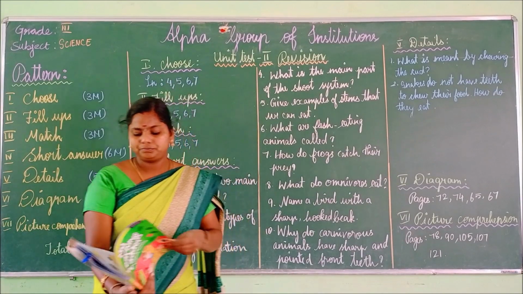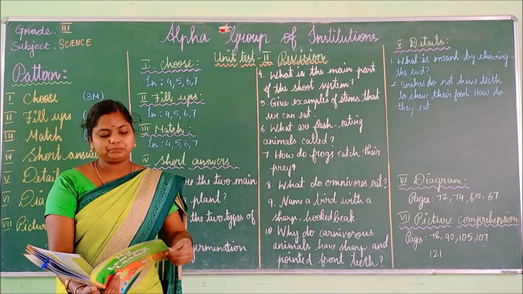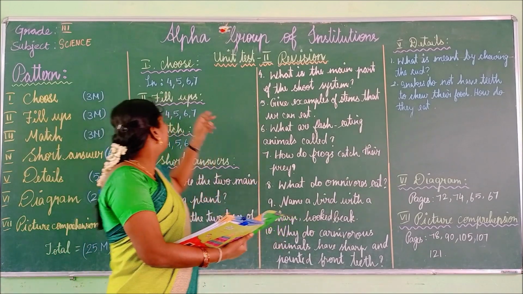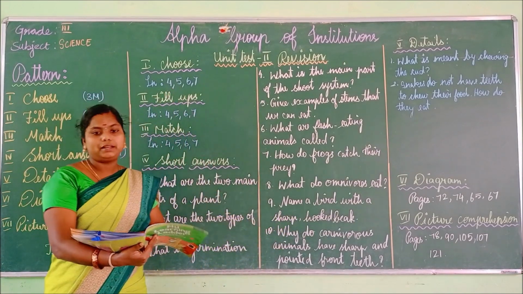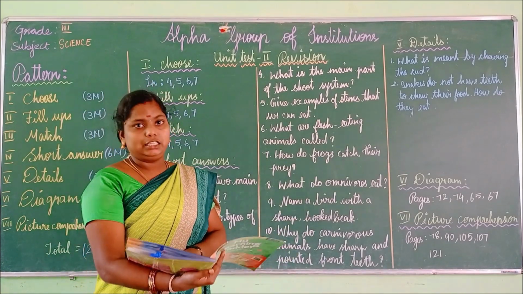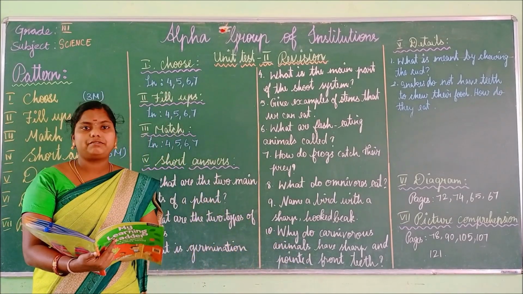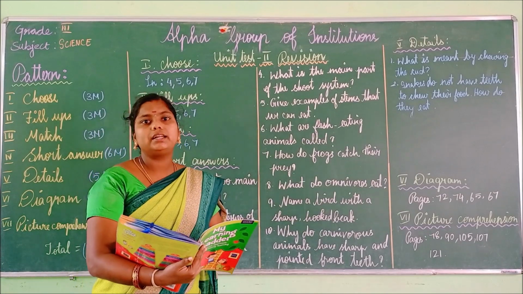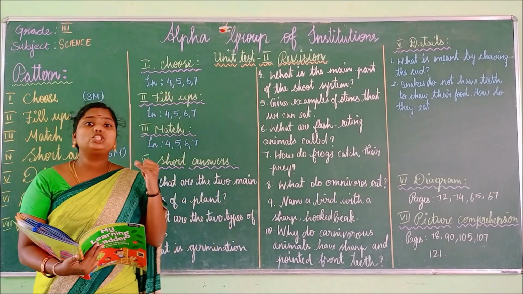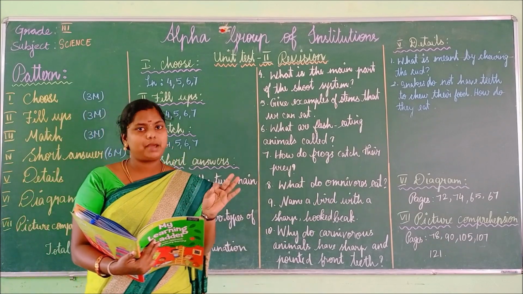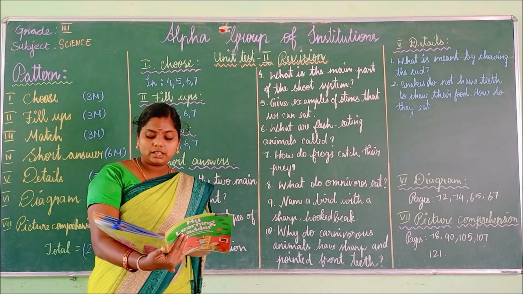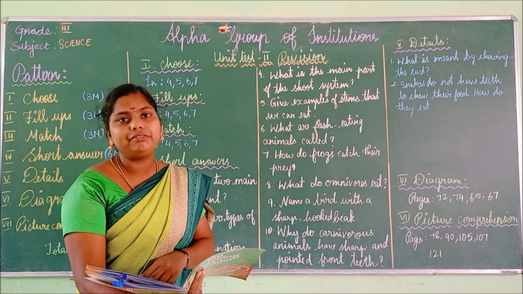So here I will read the lesson names. Your first lesson, lesson number 4, parts of a plant. Lesson number 5, feeding habits of animals. Lesson number 6 and 7, we already said that it is an activity lesson and from it there will be only choose, fill up and match. So lesson number 6 is movements of animals and lesson number 7 homes of animals.